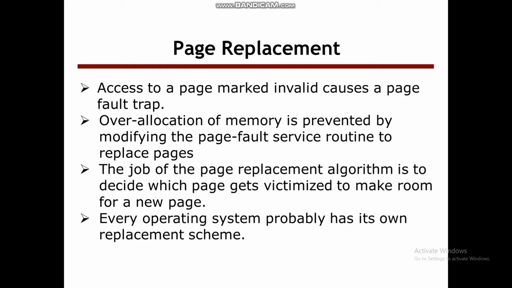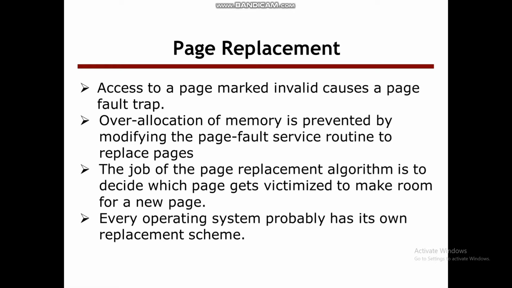And when a page fault trap occurs, the operating system checks whether the page is there in the backing store. If it is there in the backing store, it has to take that from there and place it in the physical memory, and it has to update the page table. And this is known as page replacement. When a page fault occurs, a page replacement is needed.